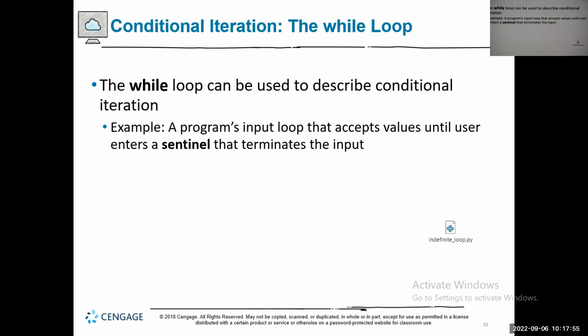So in the while loop, it's a program input loop that accepts values until the user enters the sentinel. The sentinel value is a value that never happens in real life. In my example, I keep asking the user to enter the grade, and of course the grade is always in the range from 0 to 100. So if I want to stop it, I have to enter the sentinel, and I put the negative number 1 here, because you never get a student with a -1 grade. So if you look at the program here.